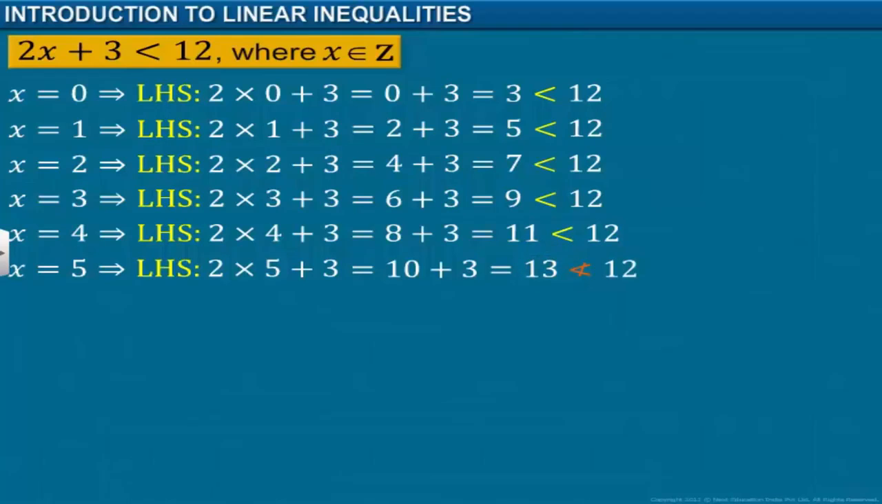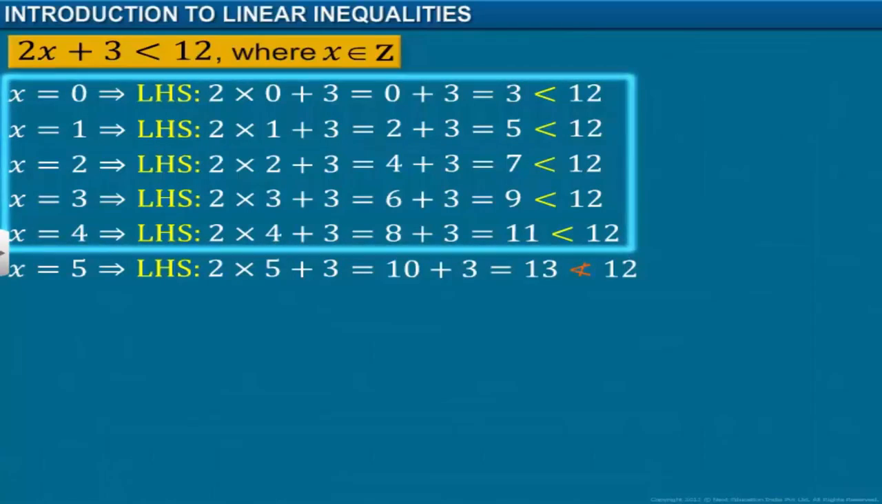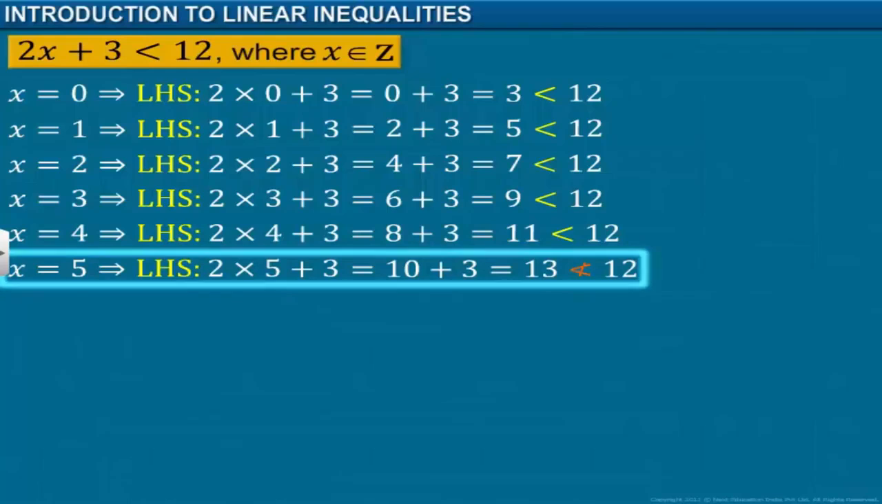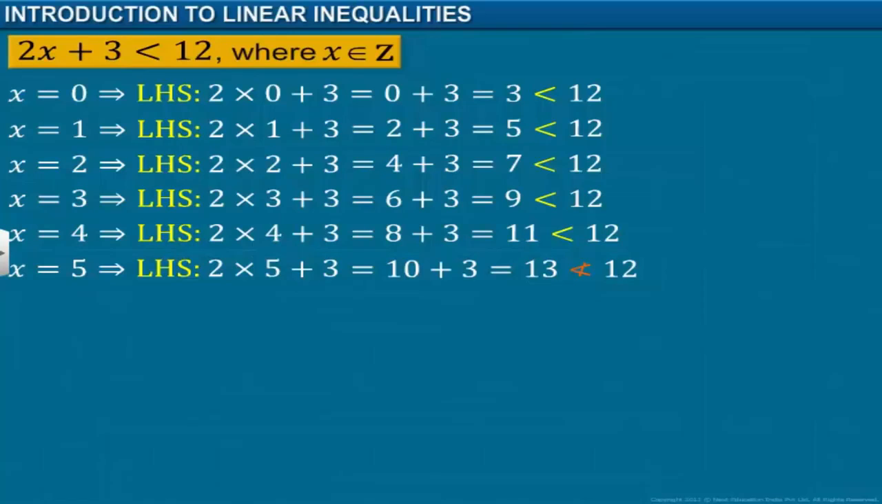less than 12. In the inequality, when we substituted the values of x from 0 through 4, we got the value on the left-hand side less than the value on the right-hand side. For all these values of x, the statement of inequality holds true. When 5 is substituted in place of x, we get the value of the left-hand side as 13, which is greater than the value on the right-hand side, which is 12. We can say that the statement does not hold true for x is equal to 5.